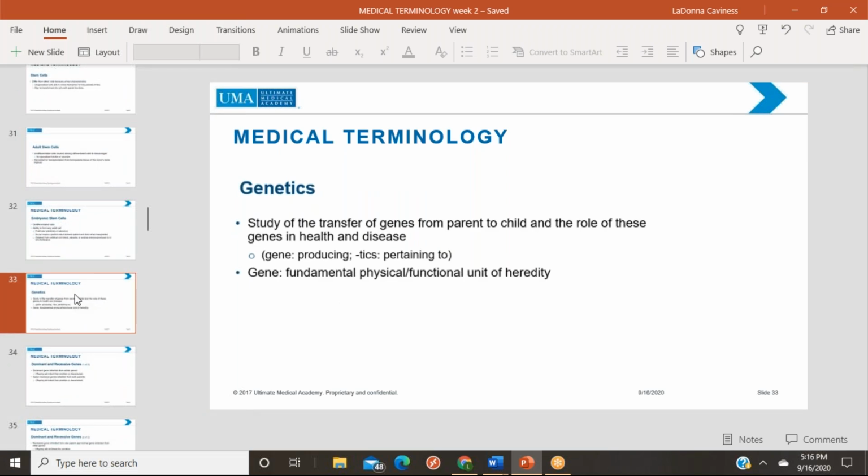Genetics. Study of the transfer of genes from parent to child and the role of these genes in health and disease. Here's a breakdown of that medical term. GEN refers to producing, and TICS means pertaining to. Gene, fundamental physical and functional unit of heredity.